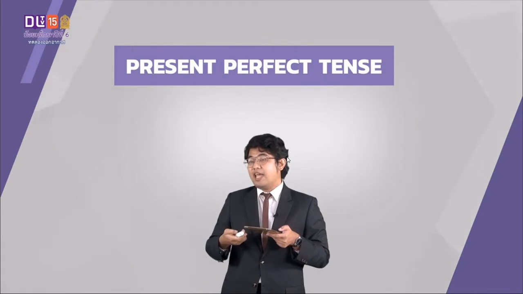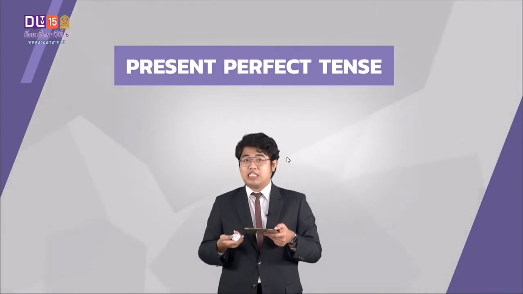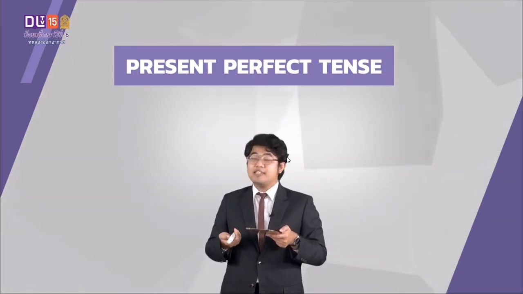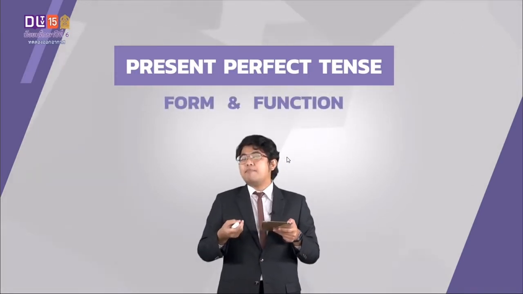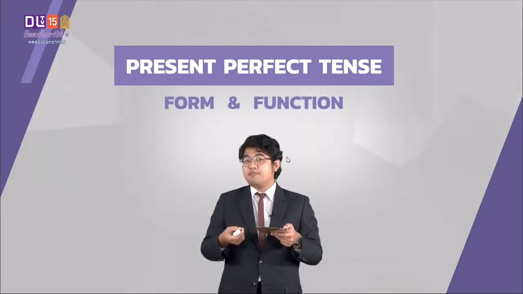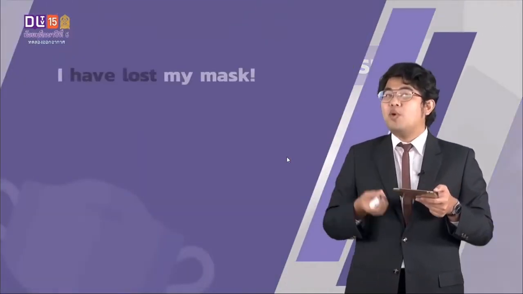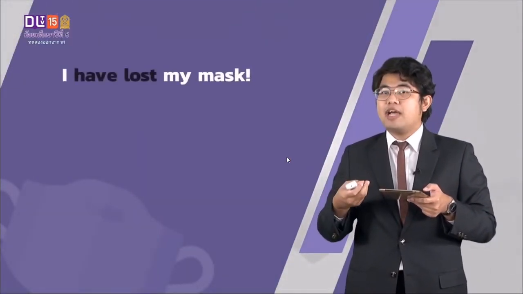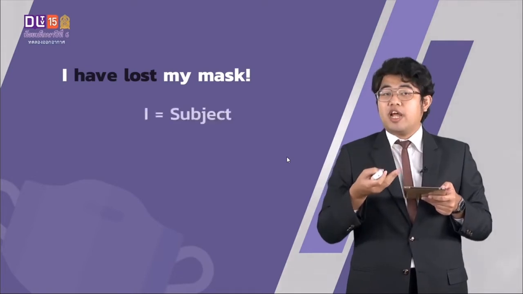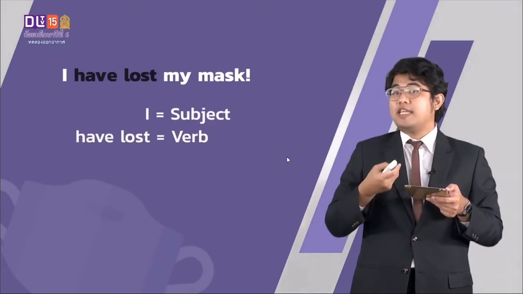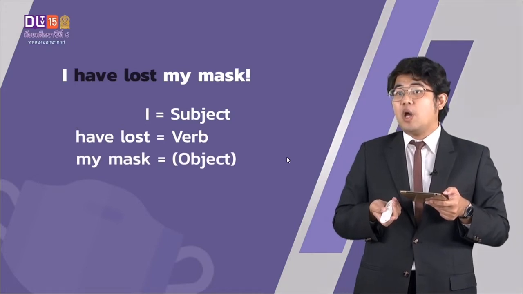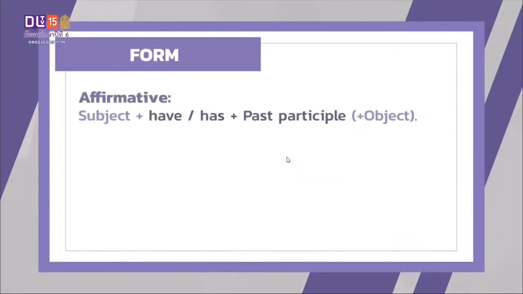Okay. The lesson that we are going to learn today is about present perfect tense. Okay, let's start with the present perfect tense. Next, it's about form and function of present perfect tense. This is the example: I have lost my mask. I is the subject, right? Have lost is the verb of this sentence, and my mask is an object, right?